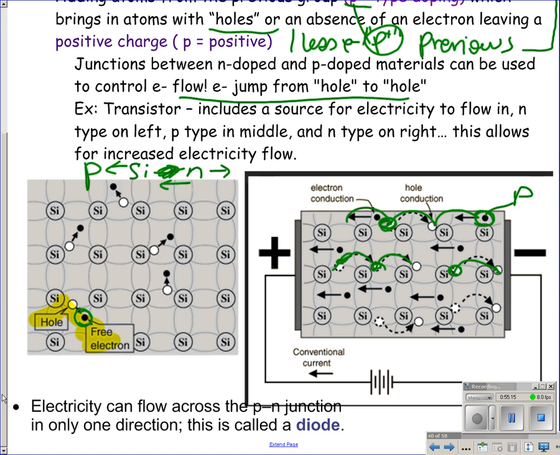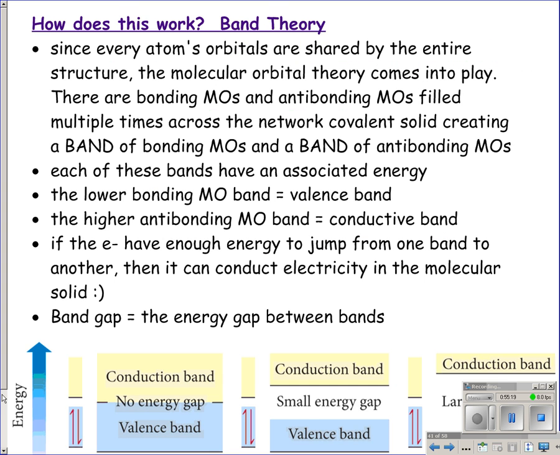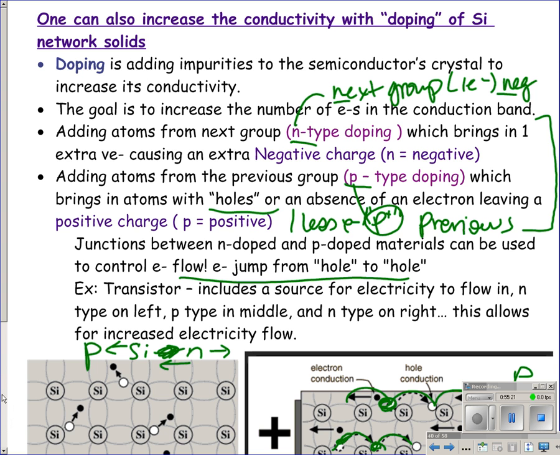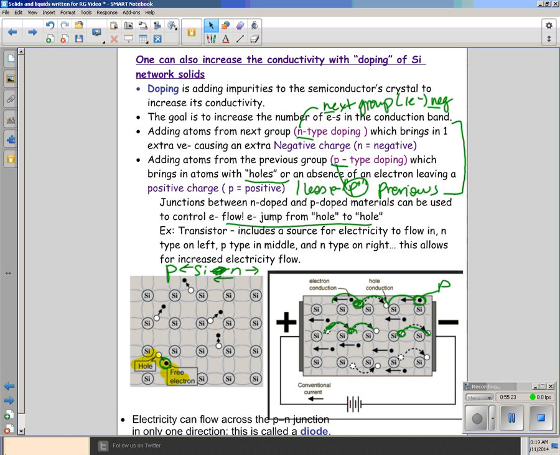Okay? We'll talk about the molecular orbital theory application of this tomorrow, because that's my last slide. How does the band theory work? So take about 10 minutes, do your homework. Do your homework for me, 10 minutes, go. You can get this done.